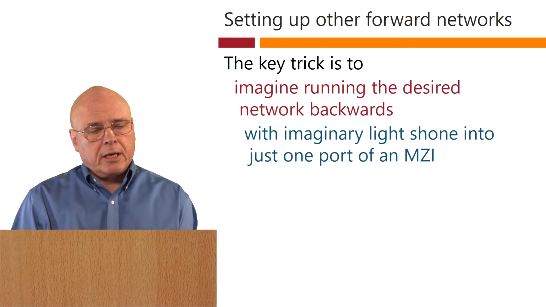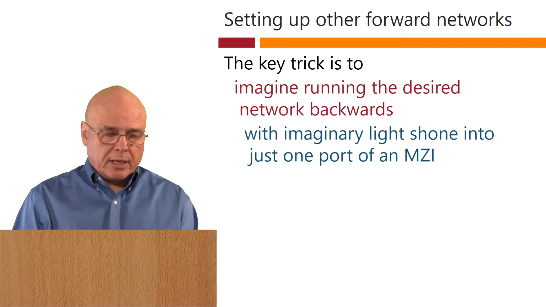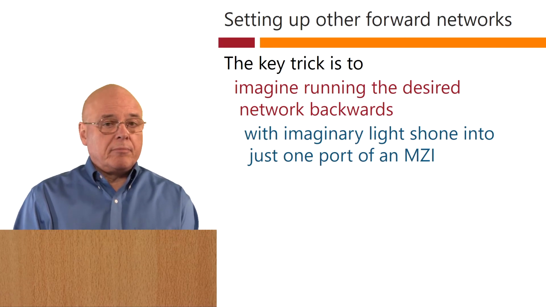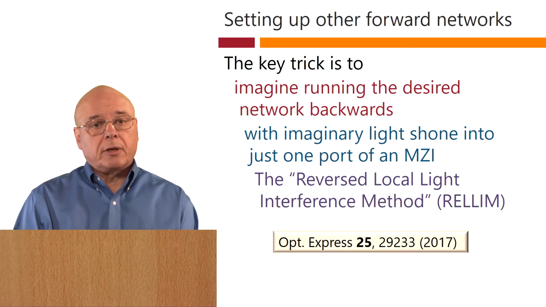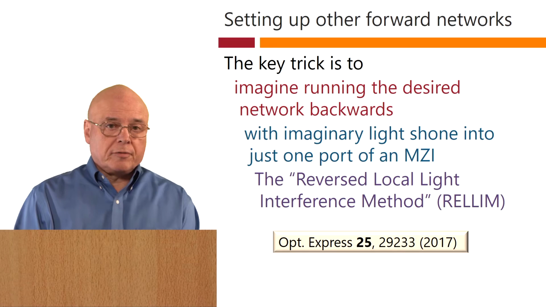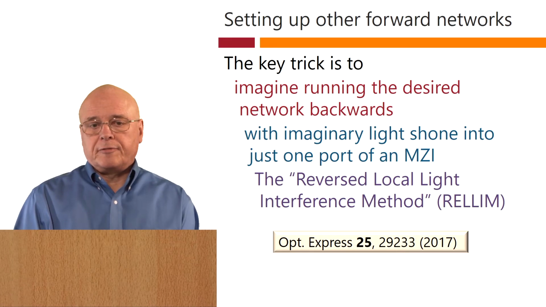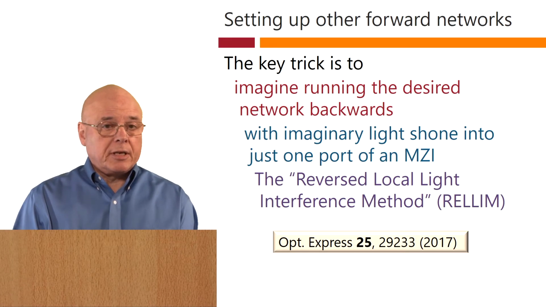The key trick is to imagine running the desired network backwards with imaginary light shone into just one port of a Mach-Zehnder interferometer. This is called the reversed local light interference method, and it's given in this paper.